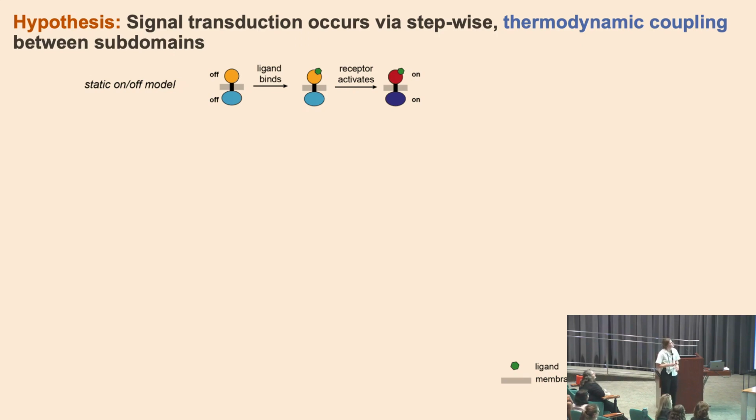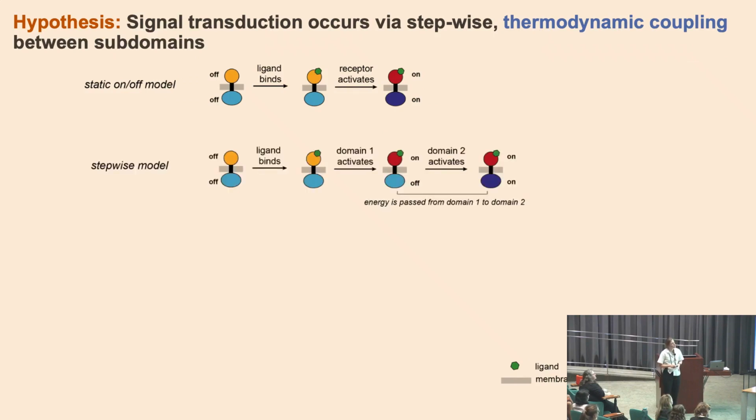So when the kinases were first discovered, they were proposed to have a static on-off model, where the receptor existed in its off state until a ligand bound, and then the full receptor activated in a rigid body movement. But what we now know is that this is far oversimplified, and instead the working hypothesis is that it's a stepwise mechanism. So from the off state, a ligand can bind and activate the first domain, and it's the activation of that first domain that turns on the second domain.